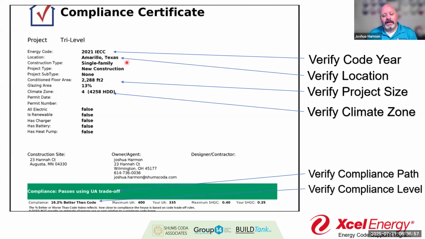I'm going to verify that I'm looking at the right type of building. Obviously, we're doing single family. We're doing new construction. I've got it in my square footage of total area. It has calculated a glazing area based on what I've put into the system.